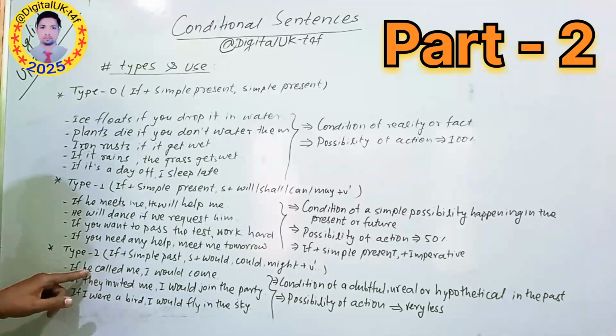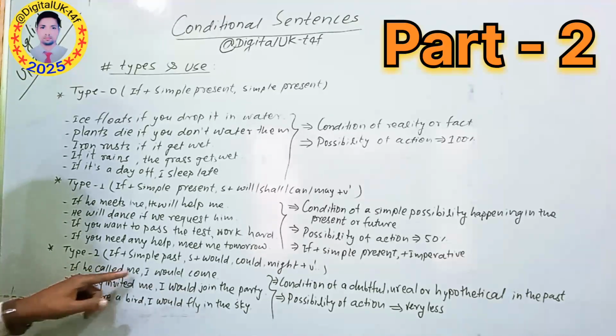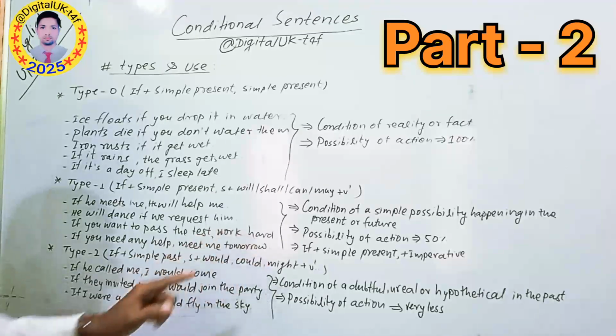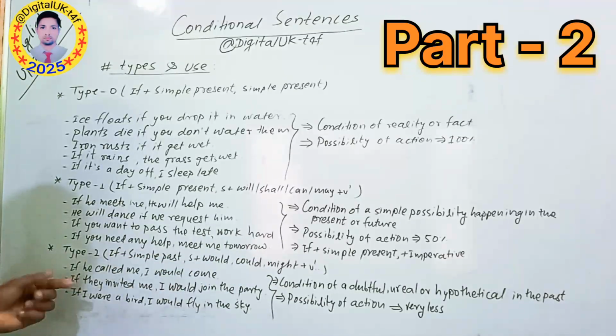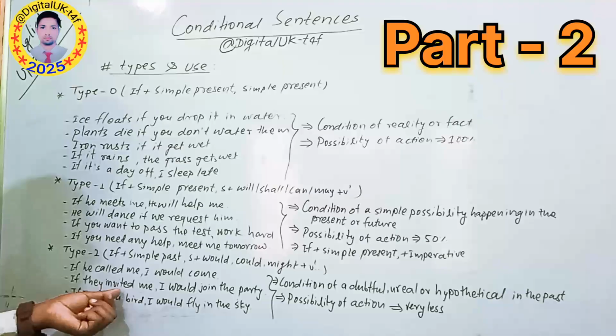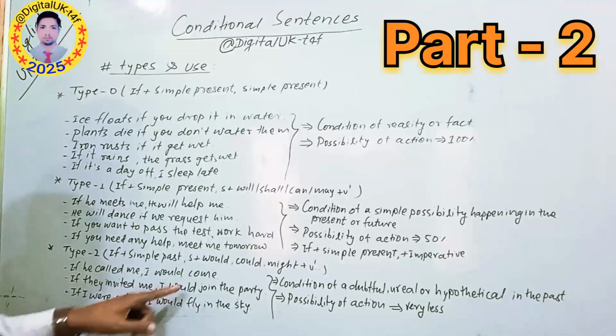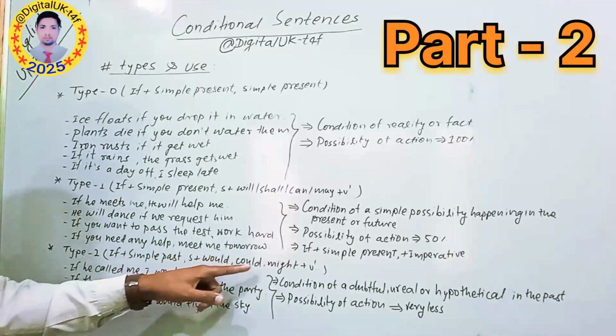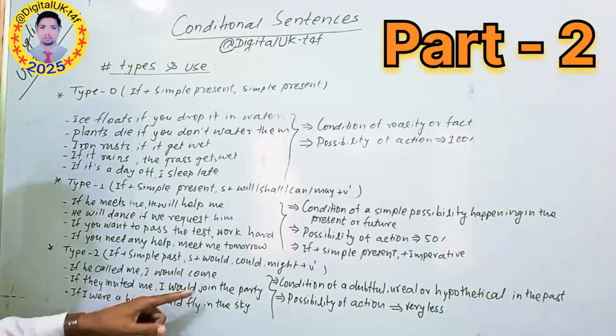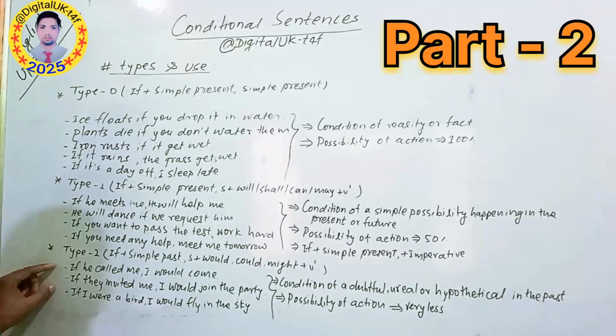So you can see here he plus verb 2, which is simple past, and then out of would, could, might plus verb, the use of would. Likewise, if they invited me, I would join the party. So here you can see subject plus verb 2, and then out of would, could, might, the use of would. So these sentences are related to the same structure.